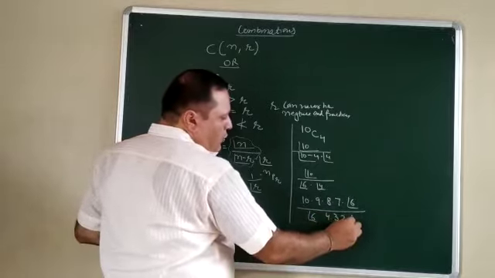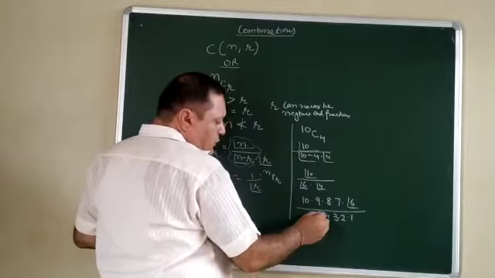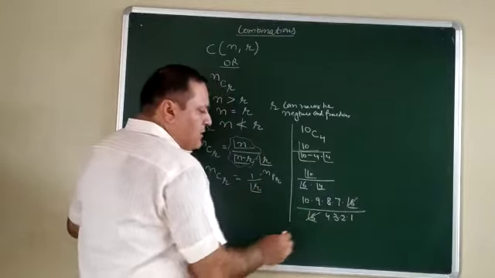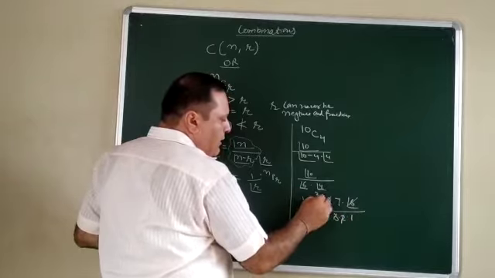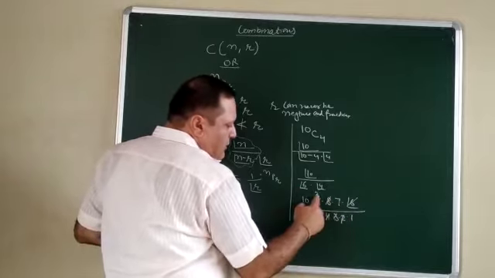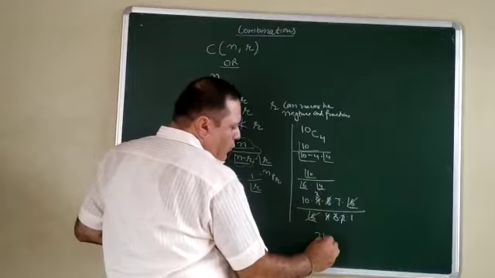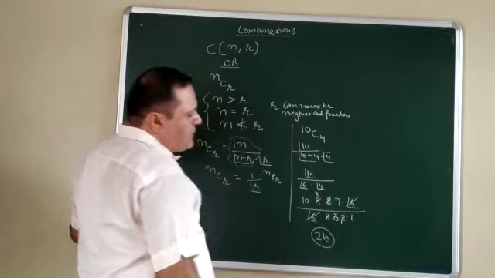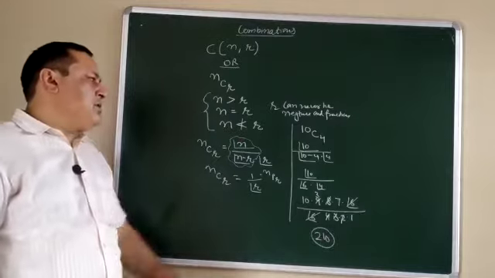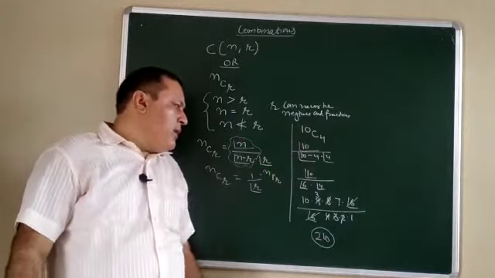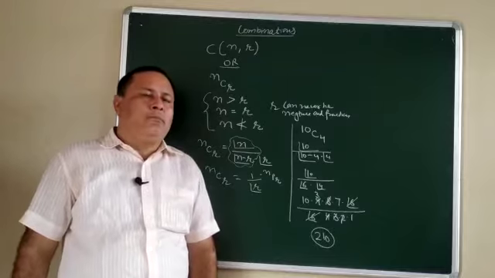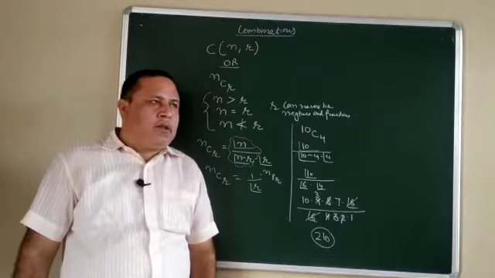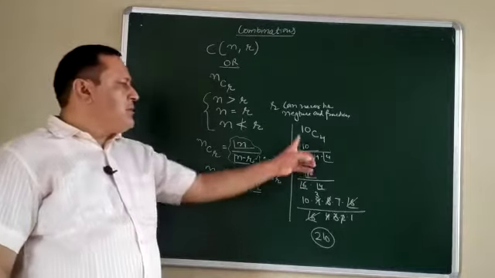4, 3, 2 and 1. So this 6 factorial gets cancelled. 4 twos are 8, gets cancelled. 3 threes are 9, gets cancelled. Your answer is 7 threes are 21 into 10, that is 210. This is a way to open a combination, that is 10C4. This method is quite long if we open it by the formula. But there is a shortcut method by the help of which we can simplify.